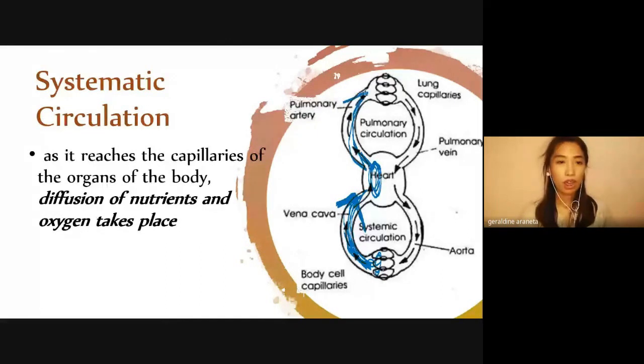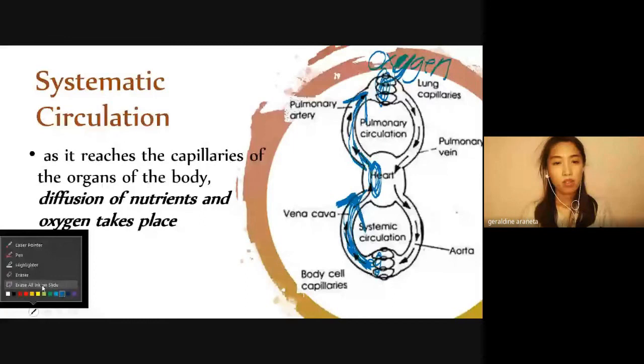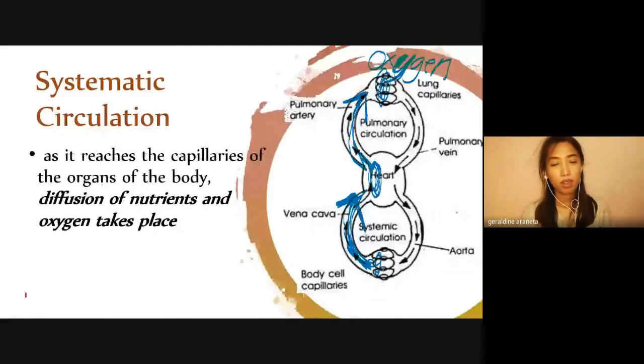Kukuha siya ngayon ng oxygen. Ayan, kukuha siya ng oxygen. So, kapag nagkaroon na siya ng oxygen, ayan, so, babalik ni lungs doon kay heart, dadaan ng pulmonary vein. So, kapag nakarating na kay heart, dadaan ng aorta, ibabalik sa different organs of the body.